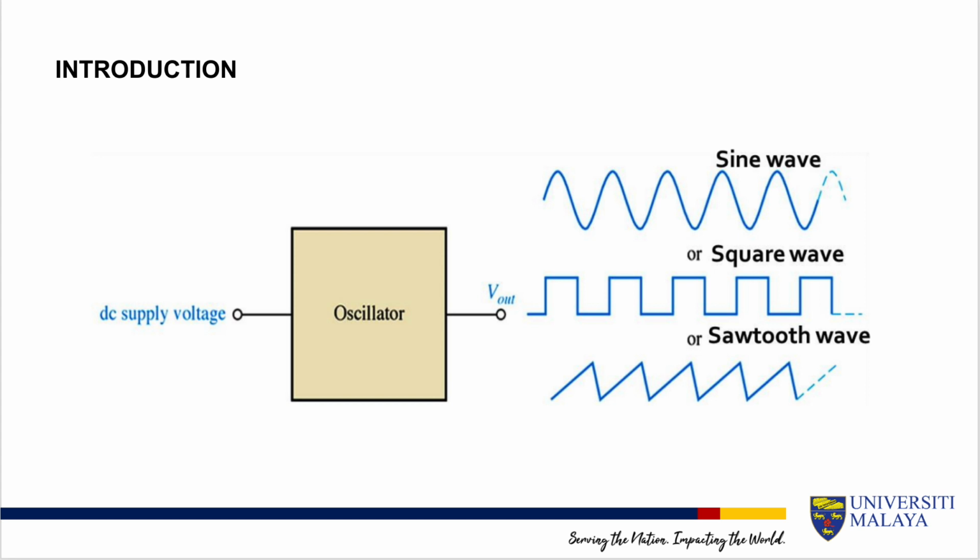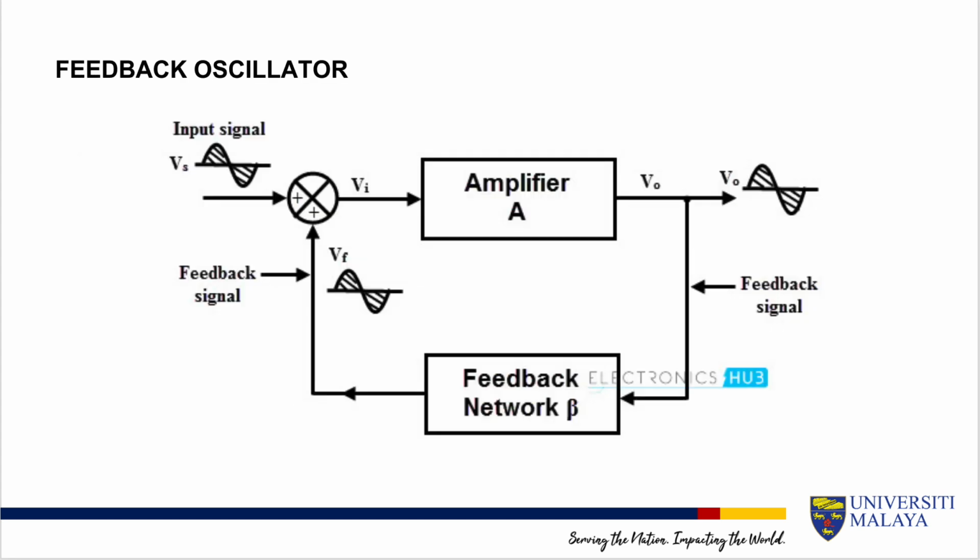So these would be classified as a relaxation oscillator. You can get a triangle wave, you can get a square wave, and you can also get a sawtooth wave. So an oscillator consists of two main parts, an amplifier and a feedback network.